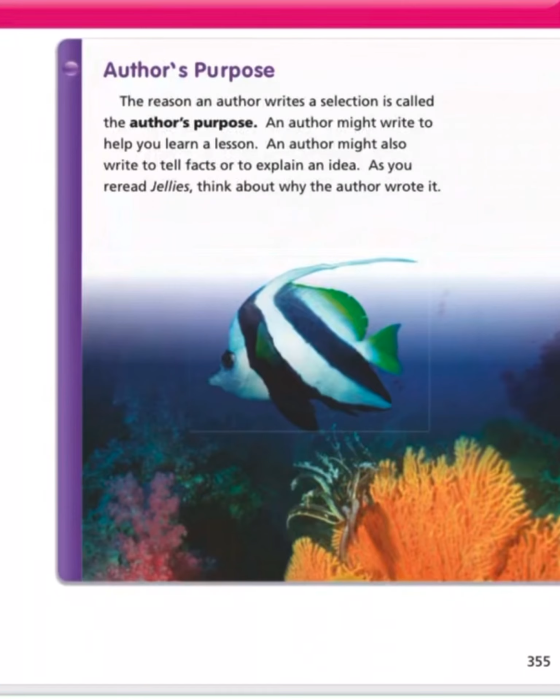Author's purpose. The reason an author writes a selection is called the author's purpose. An author might write to help you learn a lesson. An author might also write to tell facts or to explain an idea. As you reread Jellies, think about why the author wrote it.